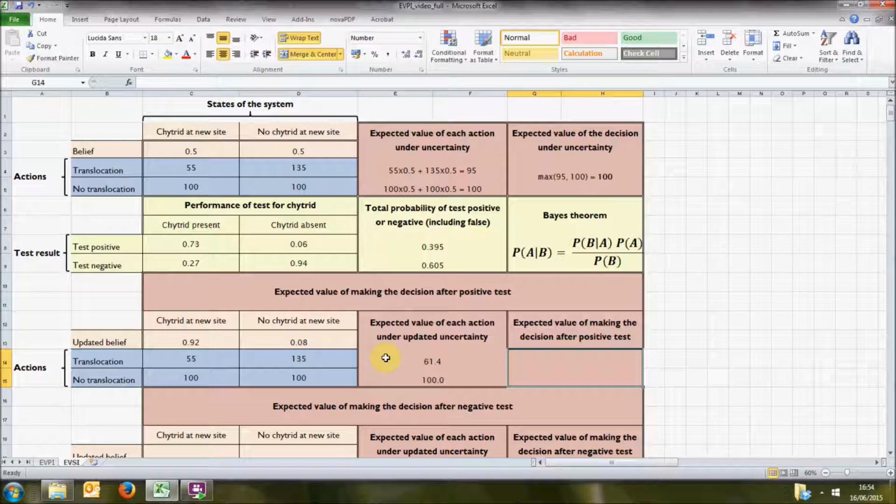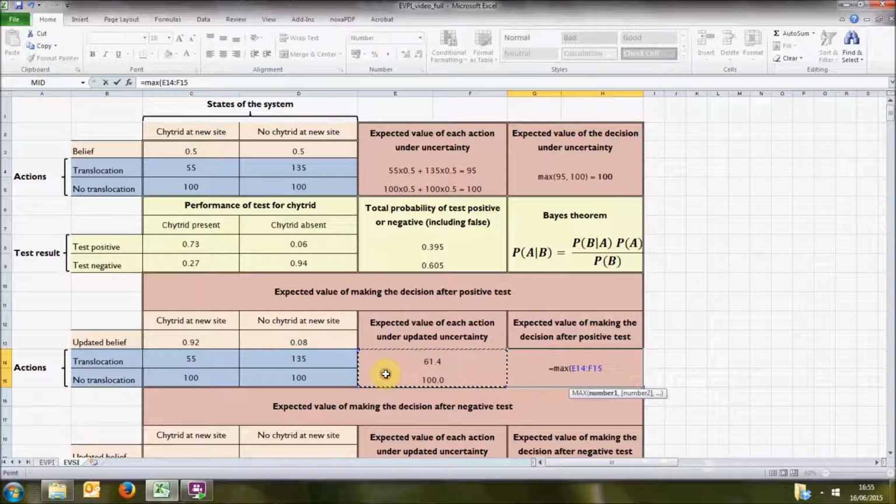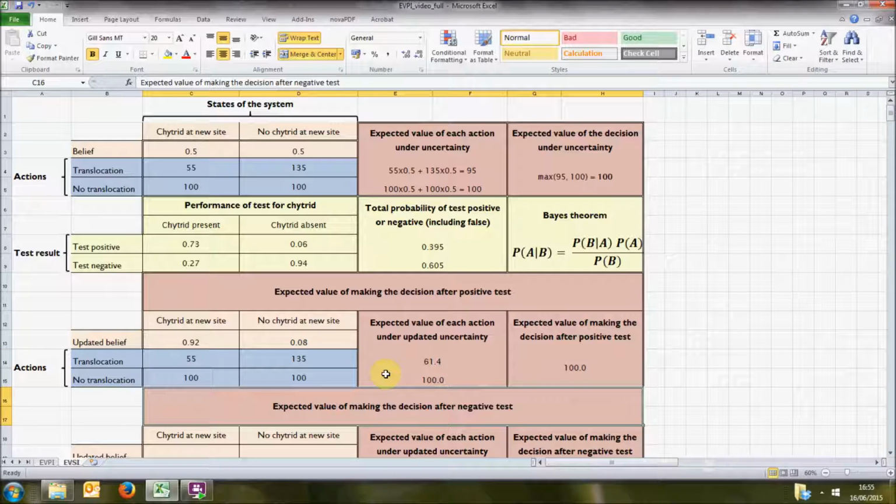Again, the expected value of making the decision after a positive test is the value of the action with the greatest expected value. In this case, getting a positive test result has reinforced our initial belief that no translocation is the best action to take.